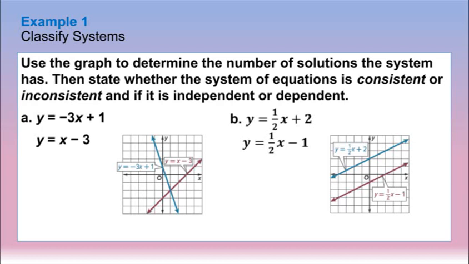So our first example: use the graph to determine the number of solutions the system has, then state whether the system of equations is consistent or inconsistent, and if it's independent or dependent. Just know that if you say it's inconsistent, it's neither independent nor dependent. You only use independent and dependent with consistent. So letter A, y equals negative 3x plus 1, and y equals x minus 3.